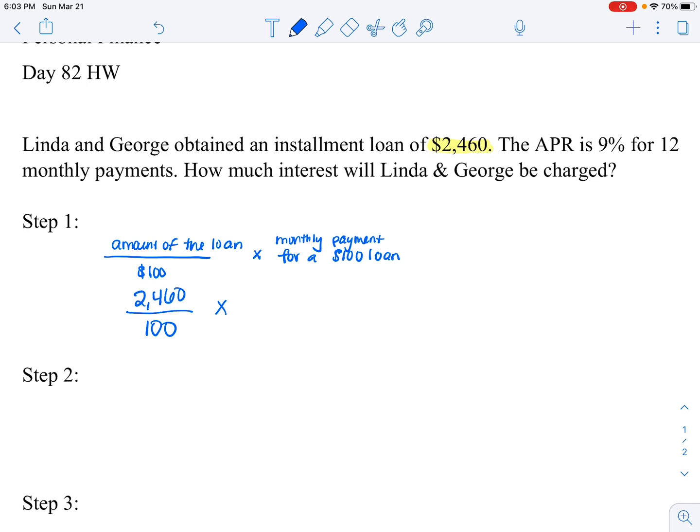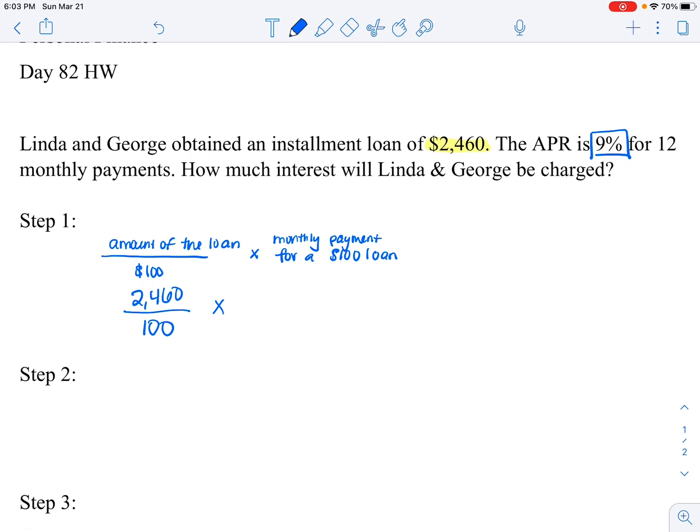It's in the chart. But in order to use the chart, there are 2 pieces of information that we have to remember. And there's only 2 pieces of information left in this problem that we haven't used yet, which is that the percent is 9%, and that the length of the term, or how long this person has to pay back the loan, is 12 months. Okay, so we're going to keep that in mind when we go to our chart, 9%, 12 months.